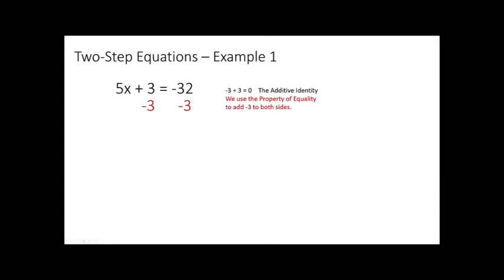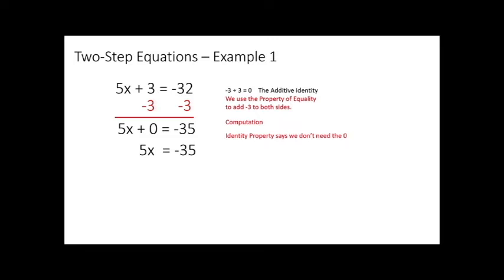Notice I wrote additive identity. That is a typo I'm going to need to go back and clean up a little bit later. Property of equality says I have to do it on both sides. So I perform some computation there, and I end up with that plus 0 computation. And of course, the identity property says we don't need the 0, which puts me here.